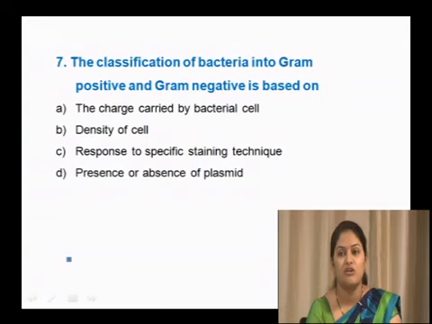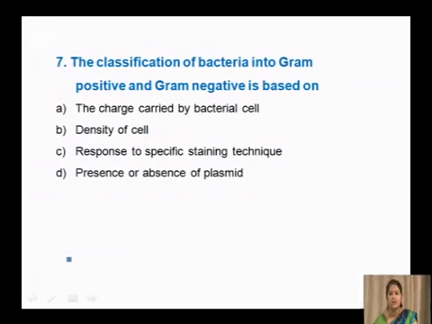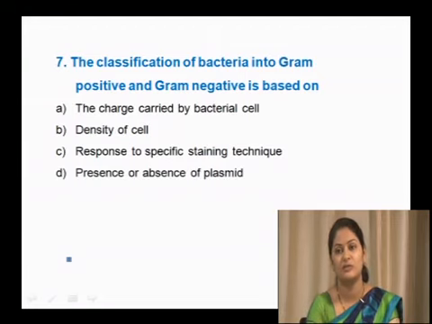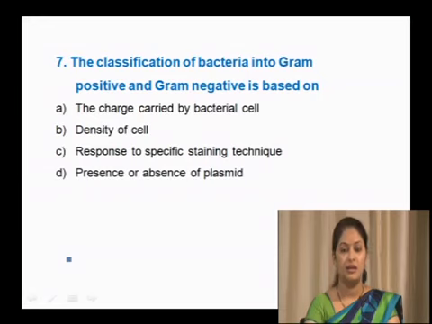The classification of bacteria into gram positive or gram negative is based on the charge carried by the bacterial cell, the density of the cell, response to specific staining technique, or the presence or absence of plasmid. The right answer for this is option C, which is the response to specific staining technique. Now let me give some detail of this option.